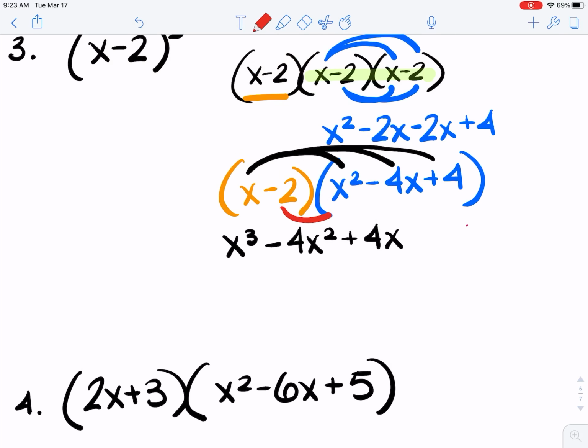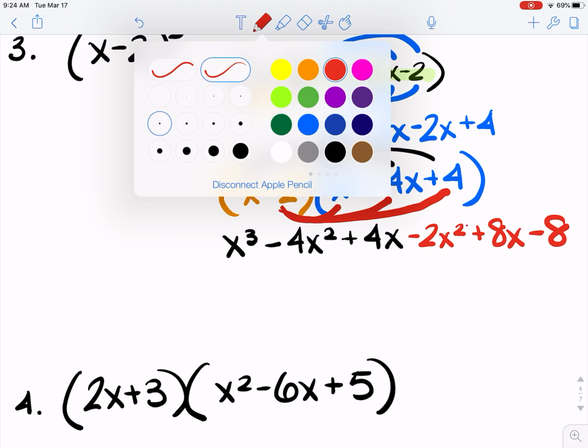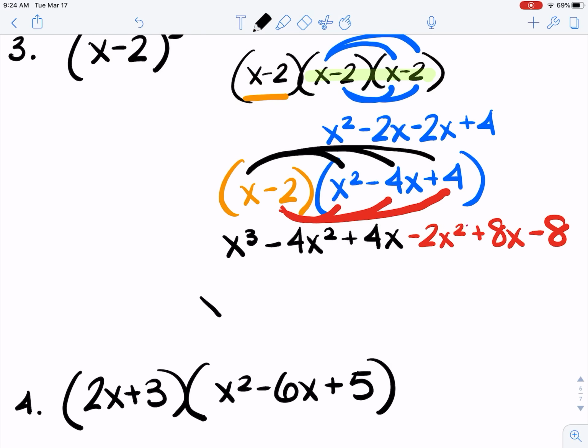Next, negative 2 times x squared is negative 2x squared. Negative 2 times negative 4x, be careful of your negatives, this becomes positive 8x. Negative 2 times 4 is negative 8. So all my multiplying is done. Now I need to combine my like terms.